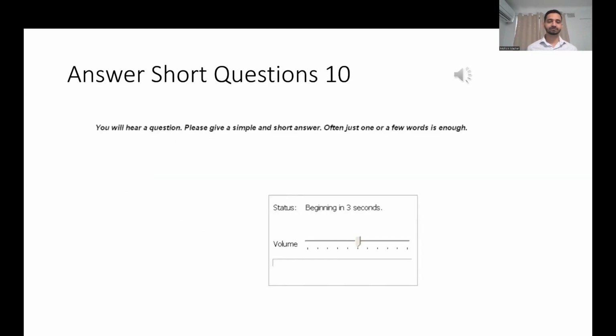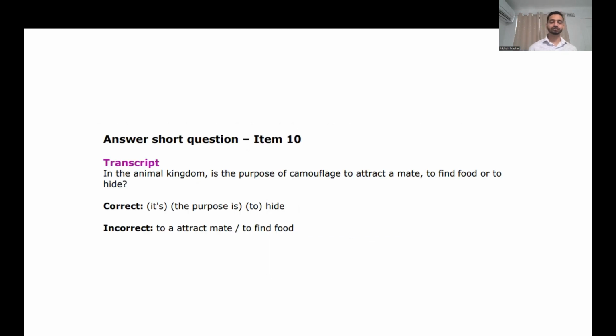Last one, I guess. In the animal kingdom, is the purpose of camouflage to attract a mate, to find food, or to hide? This is a good question, and obviously it's also a technical question. You should know the meaning of camouflage. If you're not familiar with it, it's the clothing that someone wears to be able to hide themselves. If you knew the meaning, this is obviously testing your vocabulary here as well. Okay, so that's the end of the presentation.